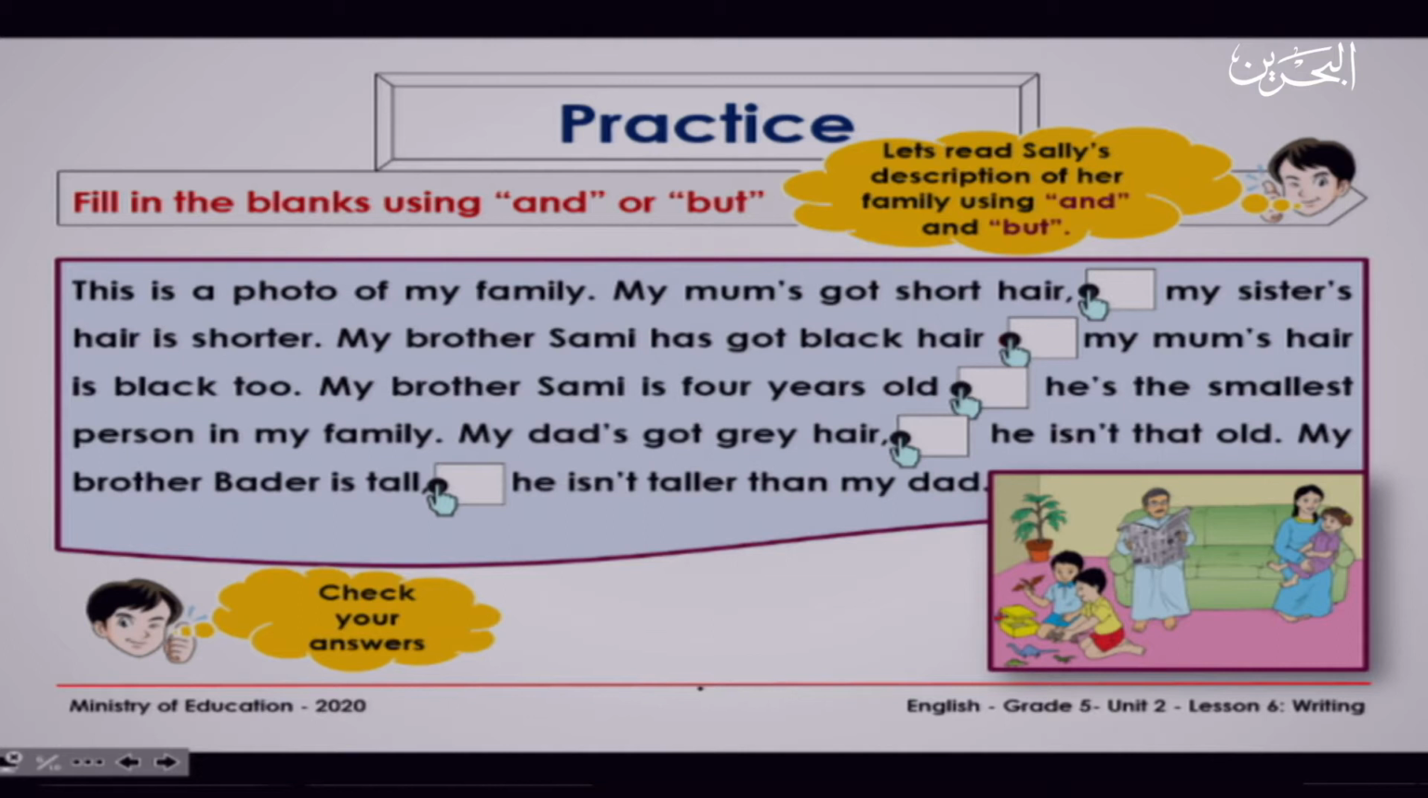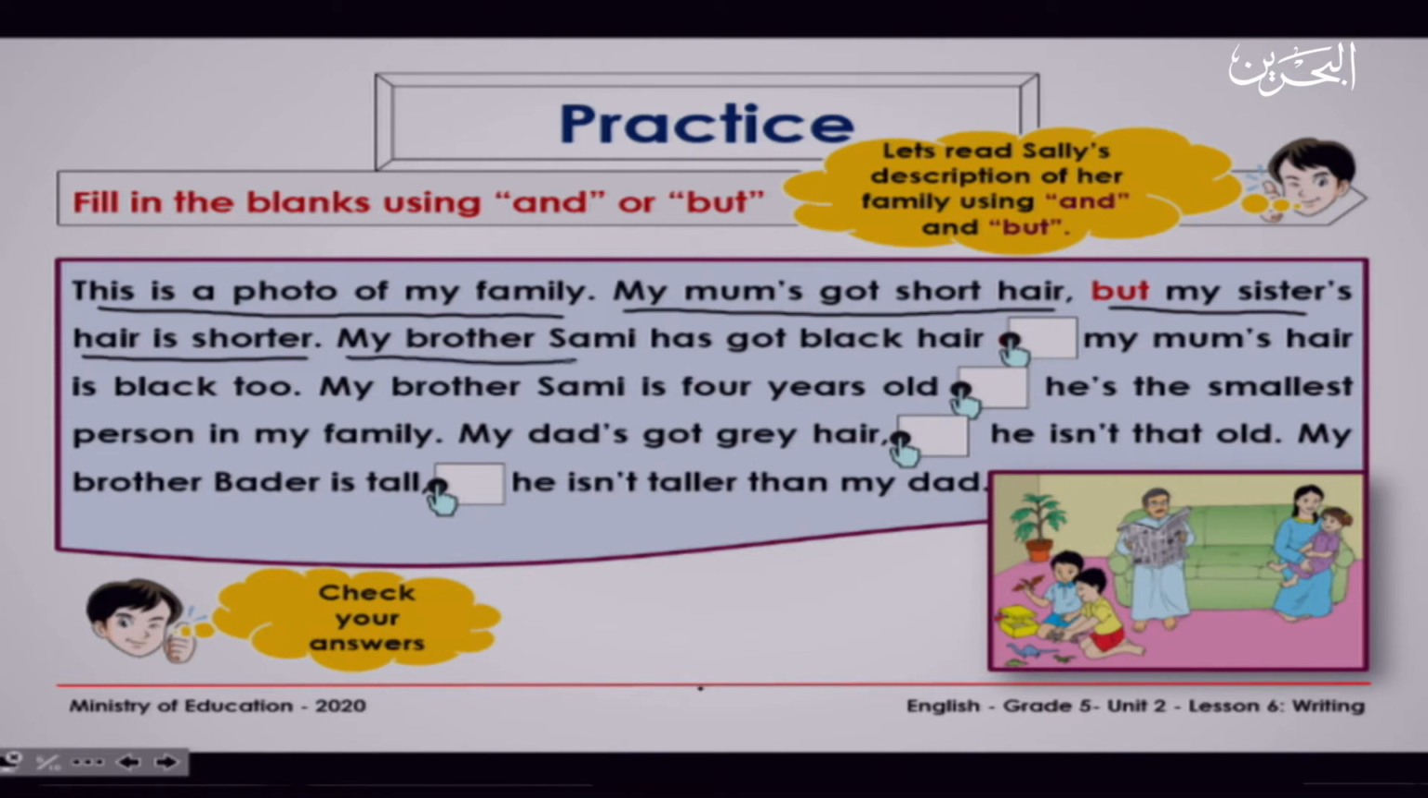Now let's check your answers. This is a photo of my family. My mom's got short hair. What's your answer? But my sister's hair is shorter. Here we are comparing.